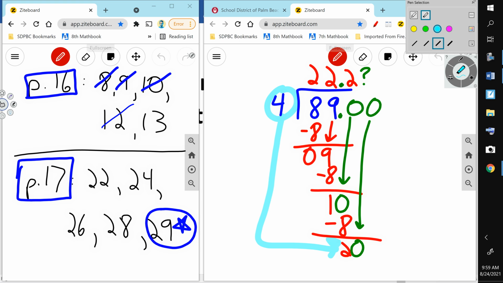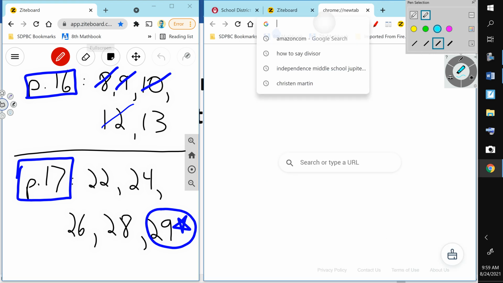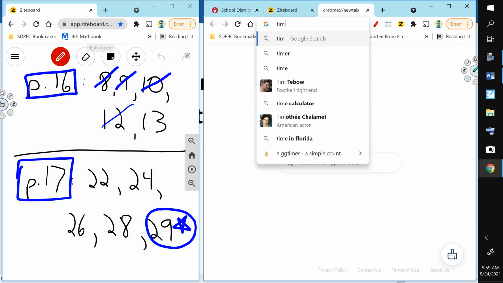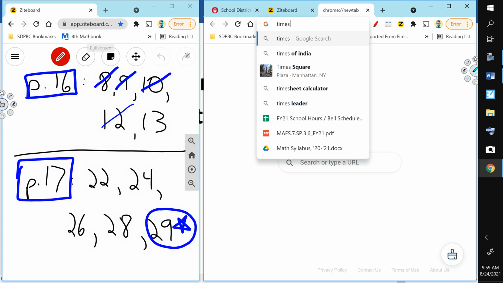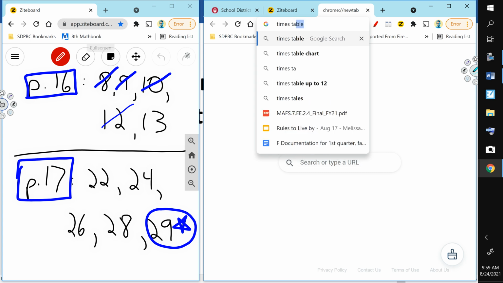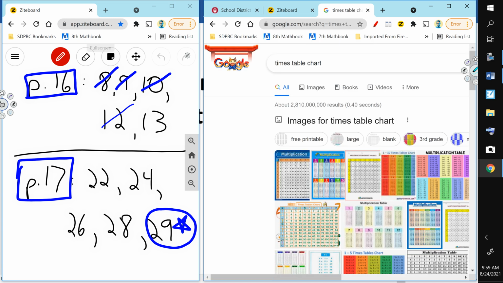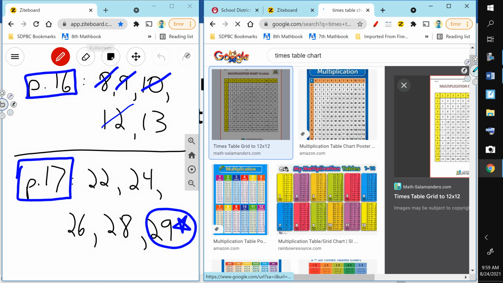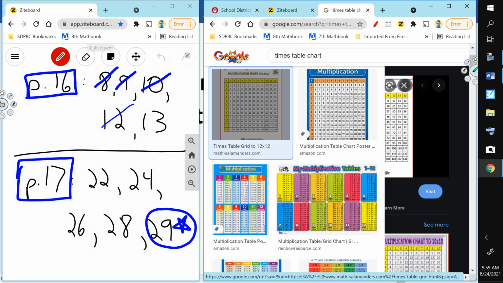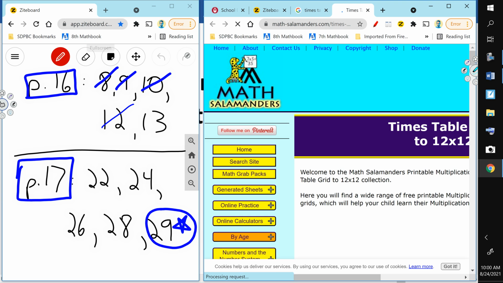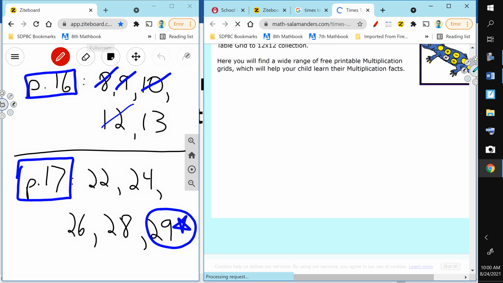And if you need to use your times table, because I'm going to allow you to do that, on page 10 of your agenda, I wonder... sorry. If you need to use your times table with the 4 and the 20, that's not big enough. Maybe this will be. Yeah, I think this is going to be okay.